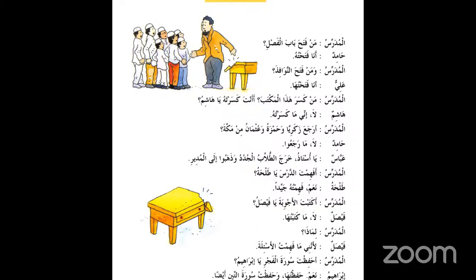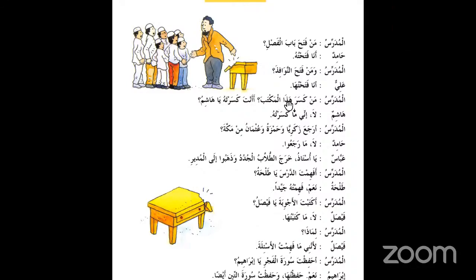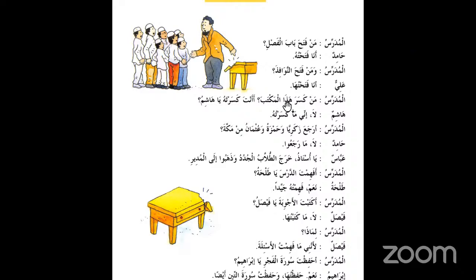Man kasara hazal-maktaba? Who broke this desk? Kasara is the verb, and haza is ismul ishara. And al-maktaba is musharun ilayh. So haza al-maktaba, both of them together, is the maf'ul bihi. Okay, maf'ul bihi. But kasara is a verb, right? Yes.